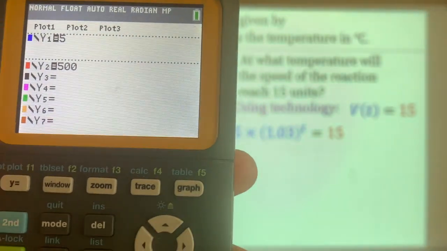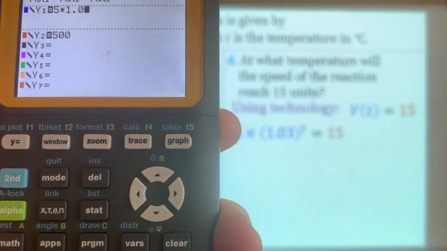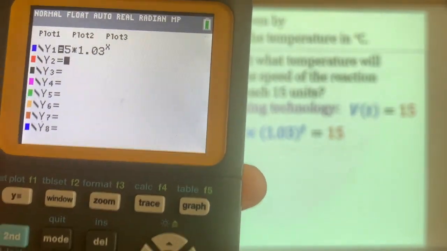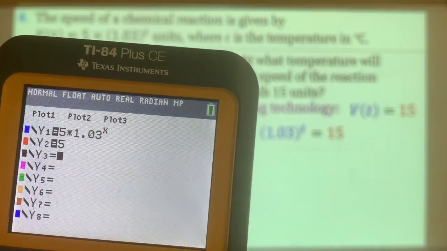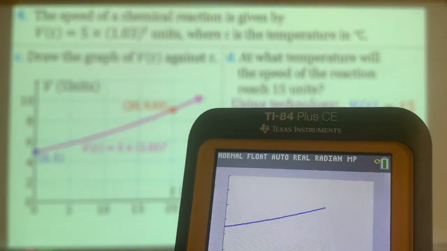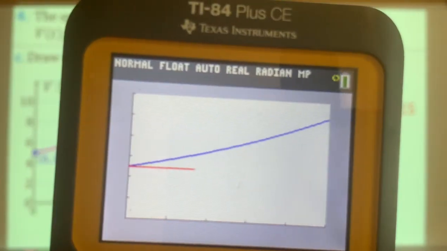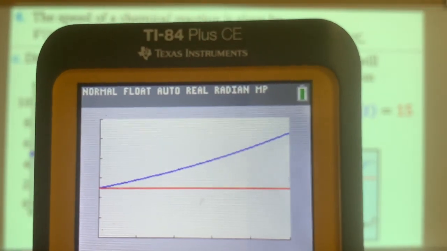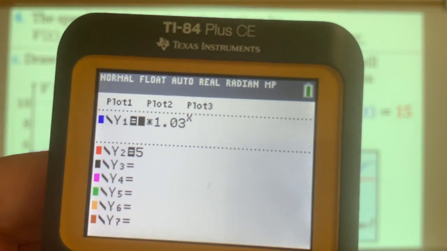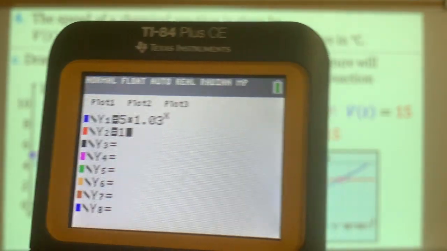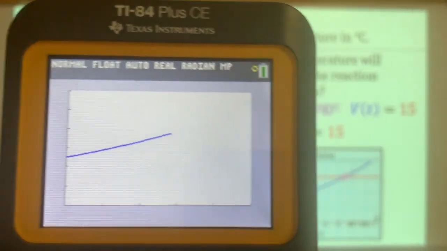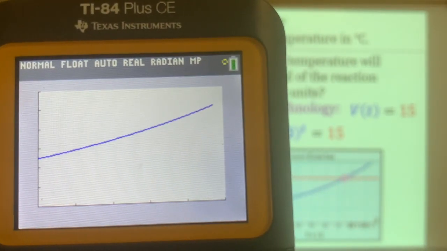My original equation is 5 times 1.03 caret X, enter, and my number here is clear, 15, enter, and I hit graph. And right away, I get a cool looking graph right here. I'm getting the same graph on my page. Now, uh-oh, that's not good. Should it be hitting there? No. I put 5 instead of 15. See? Because I checked my answer and I go, that makes no sense. And I go, now it makes sense.